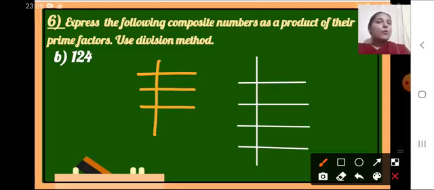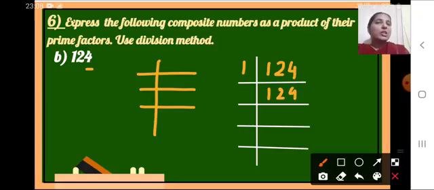Now we will look for the first number by which this number will be divisible. So we will start with 1 only, because 1 is a factor of every number. So let's start with 1 only. So what will we get? We will get 124 only.